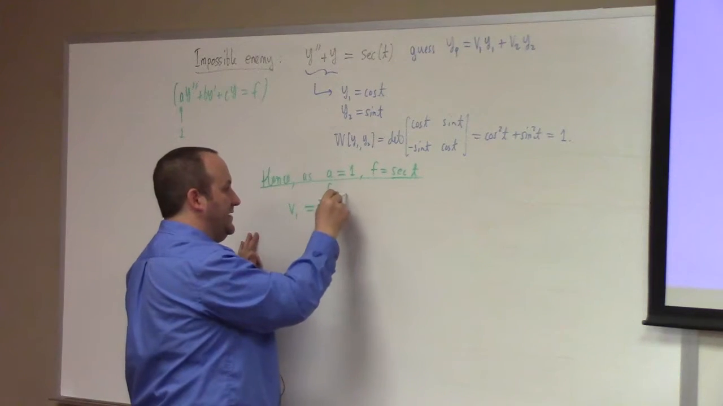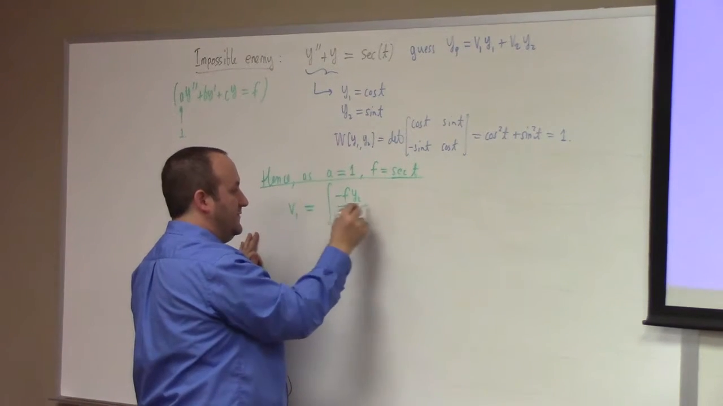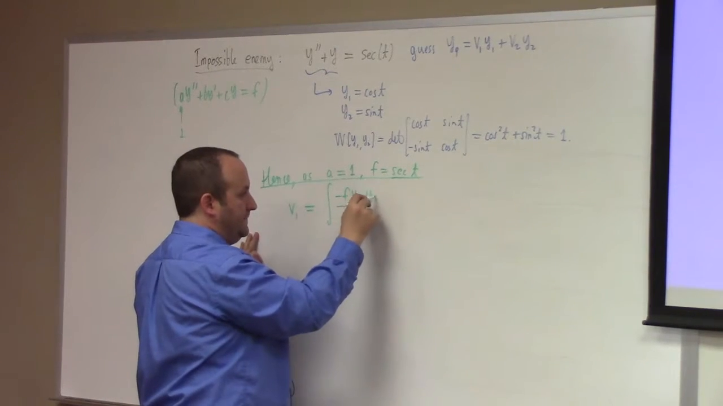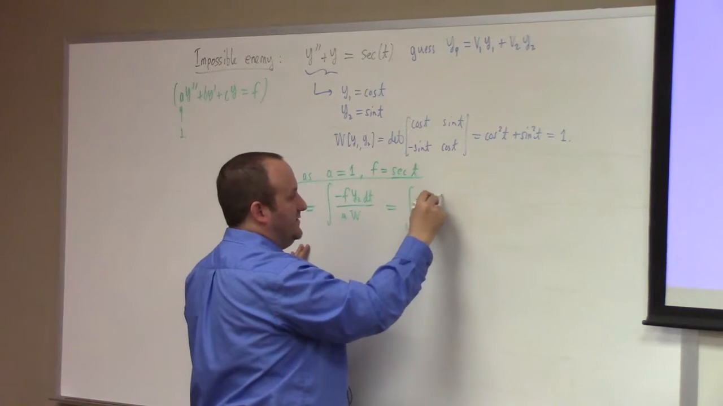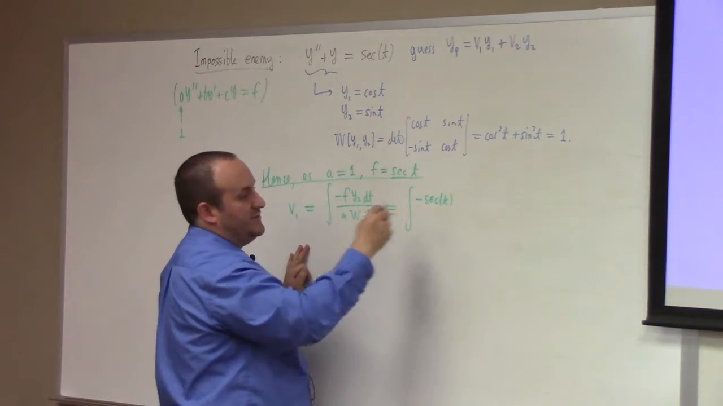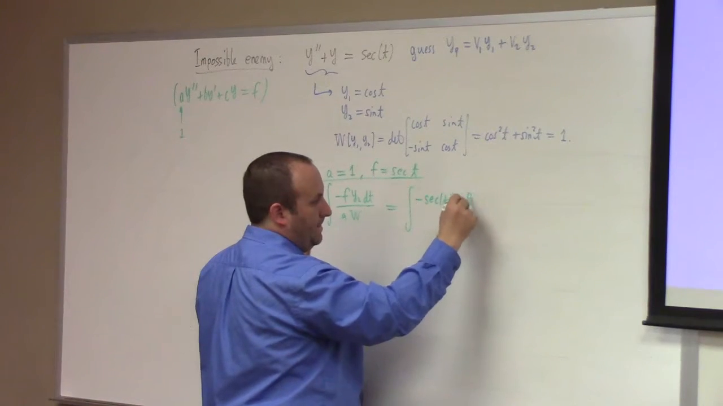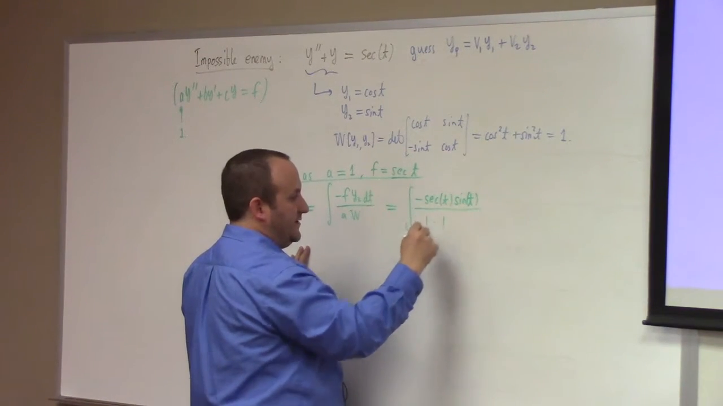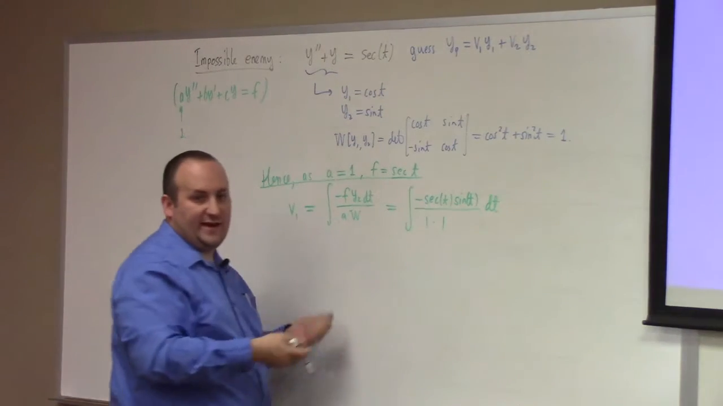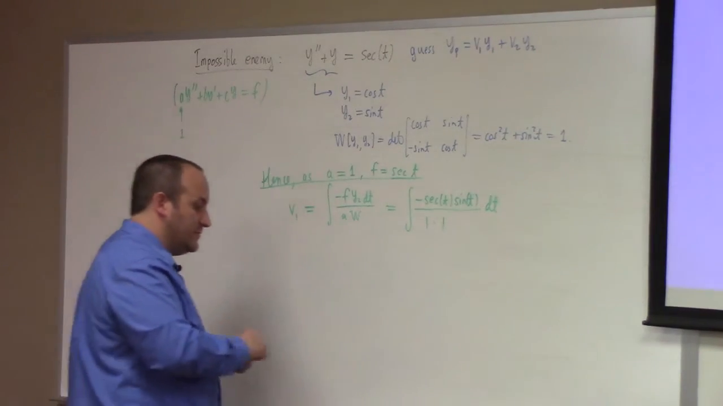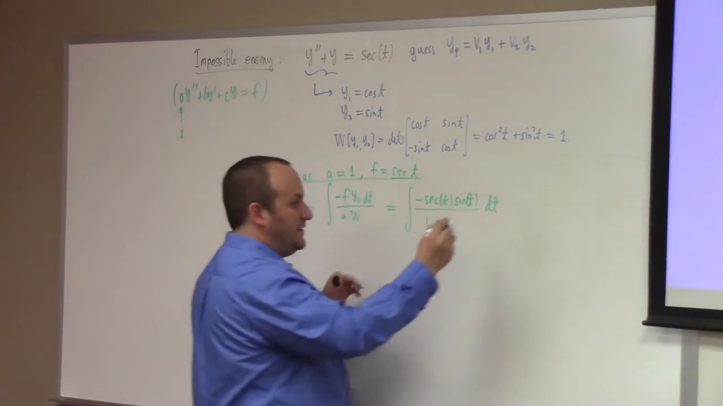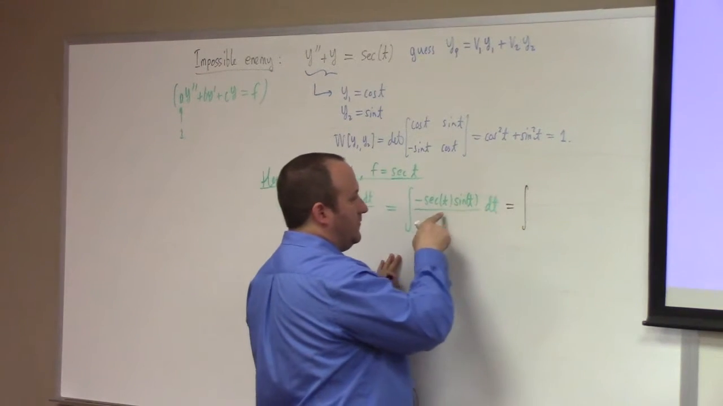So we're supposed to do what? Minus f times y2 divided by a times the Wronskian dt. Putting in the details here, that's minus the secant of t times y2. y2 was sine of t, right? And divided by 1 times 1. I'm writing it out just so you understand the moving parts here, although many of them go away, right? 1 times 1 is 1, and division by 1, well, you know. So what do we have to integrate? Yeah, tangent.